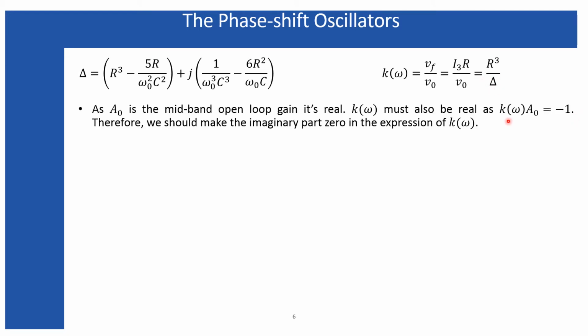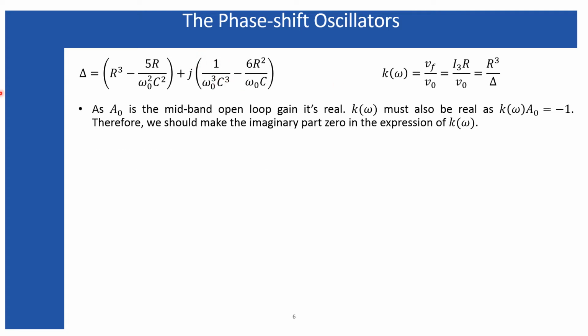Now from the Barkhausen criteria, we know that K times A0 is equal to -1, where A0 must be real, because A0 is basically the midband open loop gain, so A0 must be a real quantity. Therefore, in order to equate these two sides, K must also be a real quantity. But at the denominator of the expression of K, this determinant exists which has both the real and imaginary part. So in order to satisfy this condition, we have to make this imaginary part equal to 0.